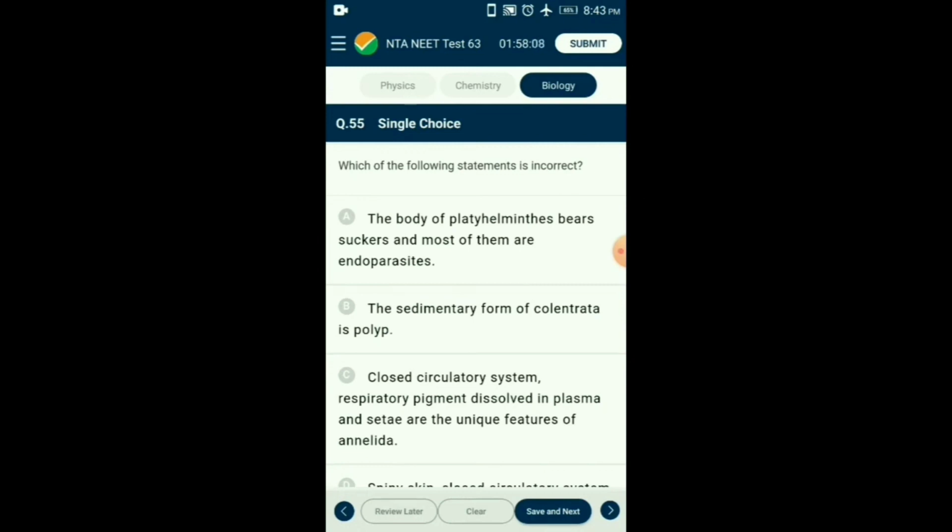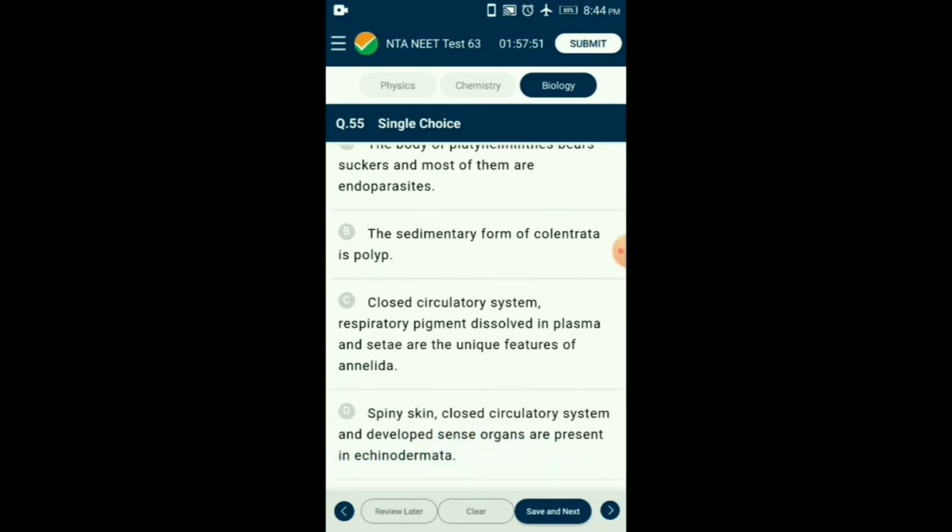Coelenterata exhibit 2 forms: sessile polyp forms and swimming medusa forms. They have a well-developed circulatory and digestive system. Body contains hemoglobin, which gives them a red color. So the answer for this question is option D. Spiny skin, closed circulatory system, and developed sense organs are present in echinodermata. The statement is incorrectly given.